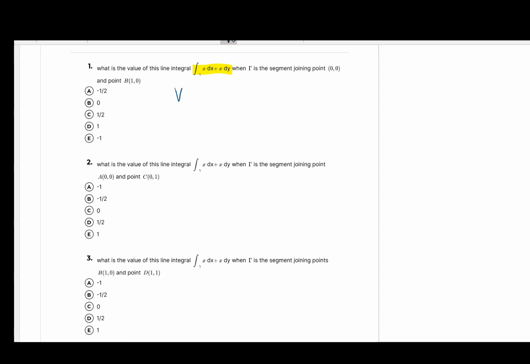The vector field here is, let's say, some P and Q, and according to what is written here, we have P of x,y equal to x, and Q of x,y equal to x also. Okay, so what do we have? We have the integral on gamma of P dx plus Q dy, this is exactly what we have to compute.